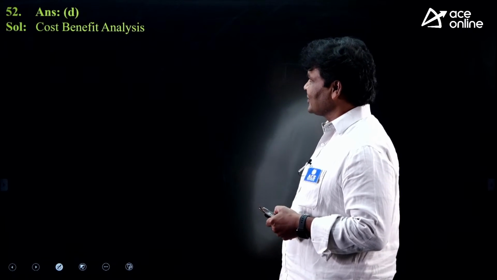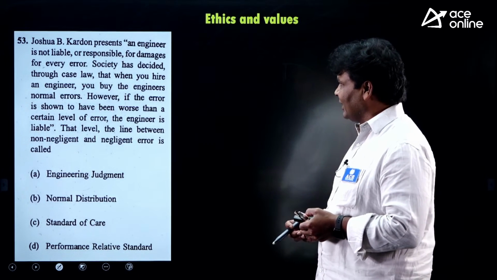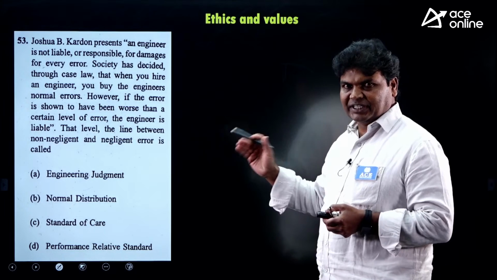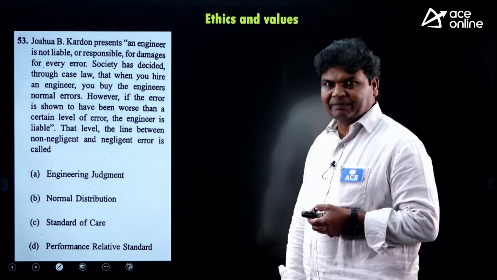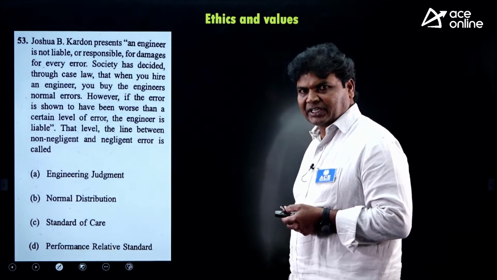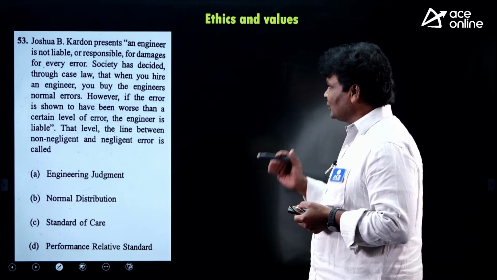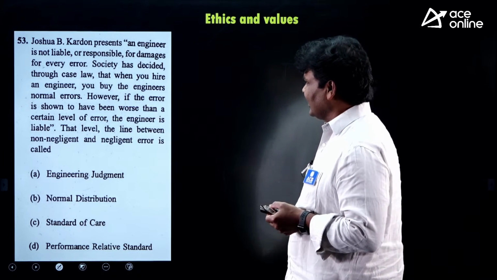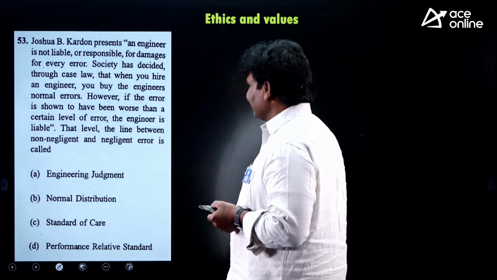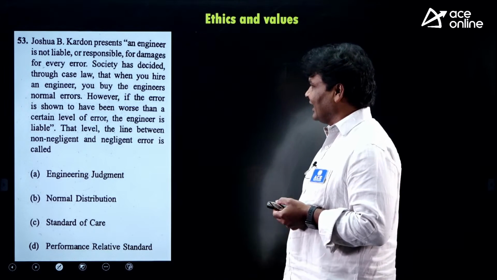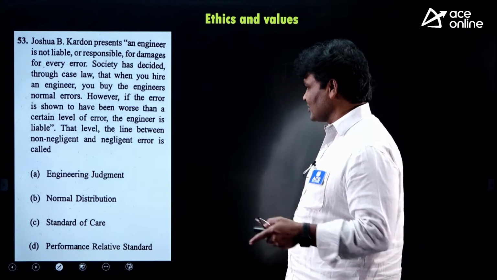And here we go with the last question, students. Joshua B. Cordon presents: an engineer is not liable or responsible for damages for every error. Indeed, if a doctor performs an operation and something happens, do we blame the doctor? Society has decided through case law that when you hire an engineer, you buy the engineer's normal errors also. However, if the error is shown to have been worse than a certain level of error, maybe through negligence, the engineer is liable. Similarly, a doctor also is liable.